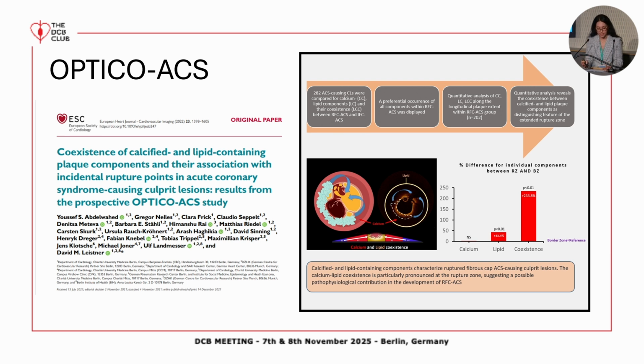Mechanically, that makes a lot of sense. Lipid increases the wall stress. The smaller spotty calcium behaves like a stress concentrator, and together they create a biomechanically fragile region where the fibrous cap is most likely to give way. So again, for a typical STEMI patient, we don't just say the plaque was vulnerable, we can now say where it was most fragile and why.